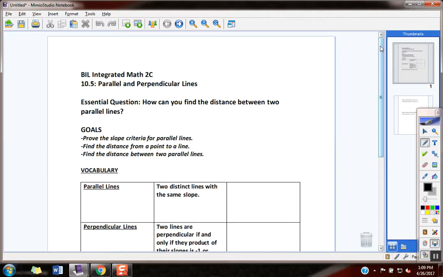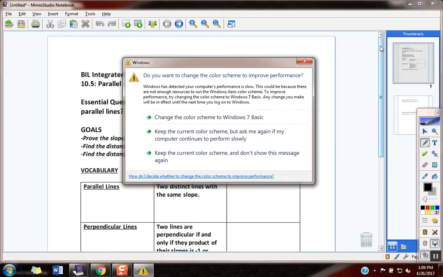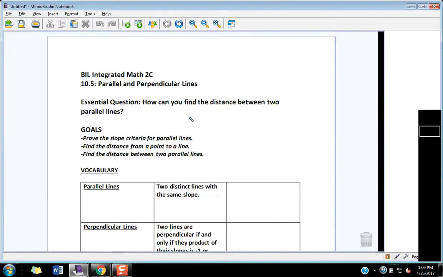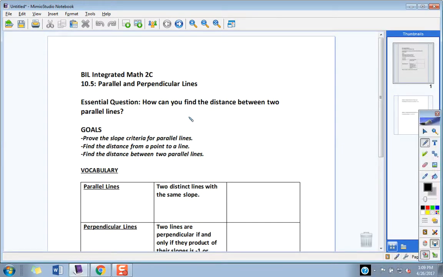So what we're saying is the distance between a line and a point is the perpendicular distance that the path to that point takes, such that it forms a 90-degree angle with the finish line, or the line that we're referencing from. So today we're going to look at parallel and perpendicular lines.